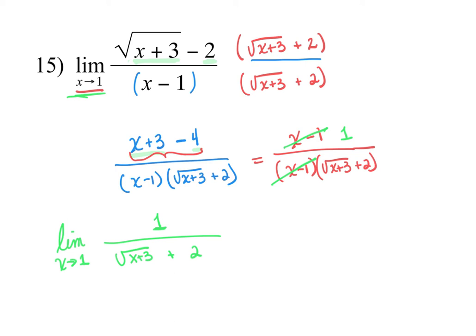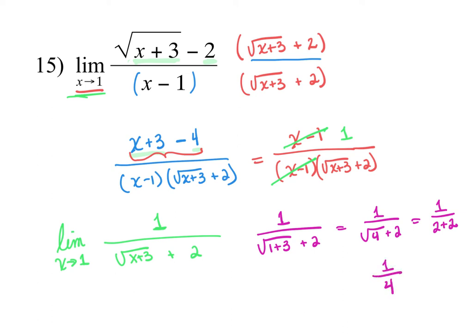I can say I have 1 on top, plug in the 1, so square root of 1 plus 3 plus 2. Square root of 1 plus 3 is the square root of 4 plus 2. The square root of 4 is just 2, so I have 2 plus 2, which means I have 1 over 4. So my limit here as x approaches 1 is 1/4.